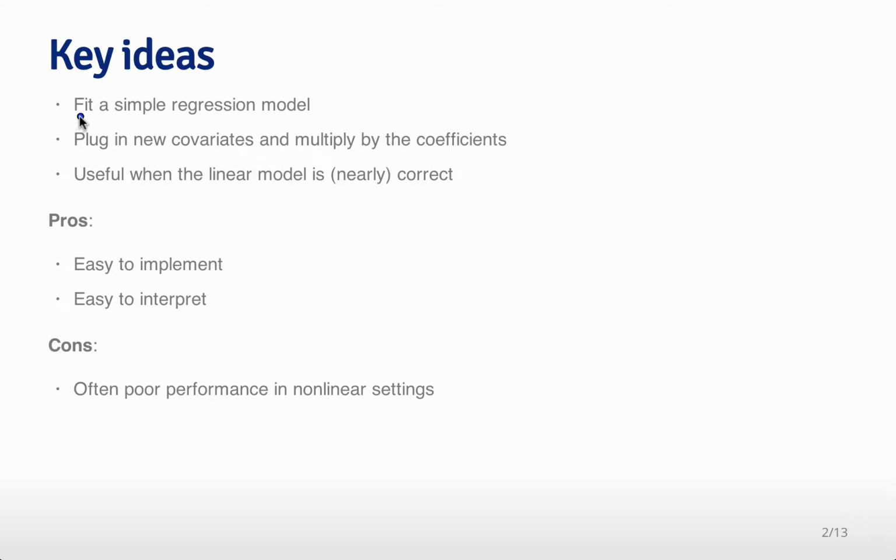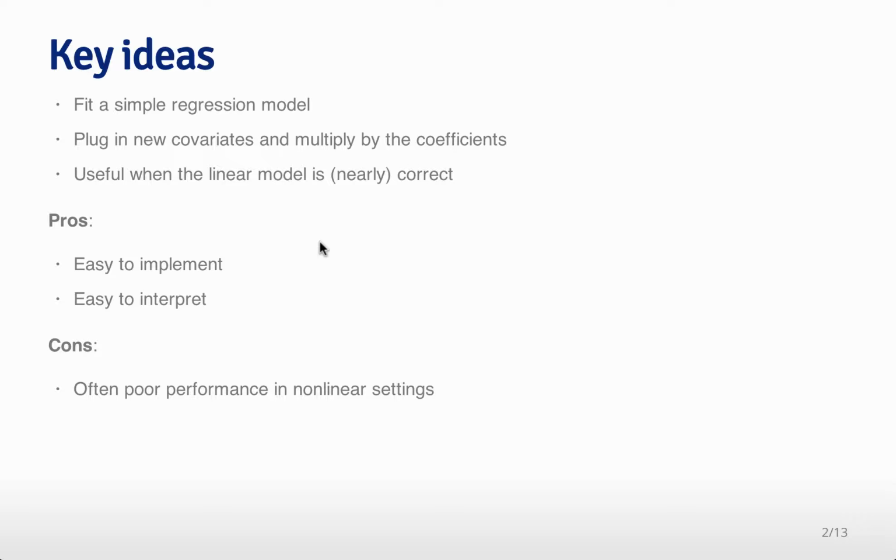But the idea is that basically we're going to fit a line to a set of data. That line will consist of multiplying a set of coefficients by each of the different predictors. Then we get new predictors or new covariates, and we multiply them by the coefficients that we estimated with our prediction model, and then we get a new prediction for a new value.